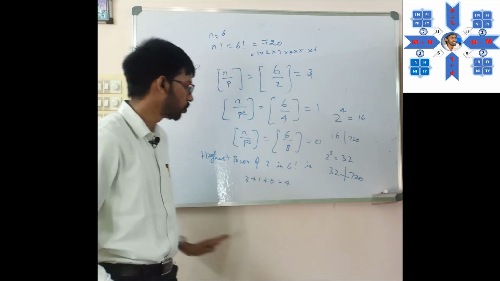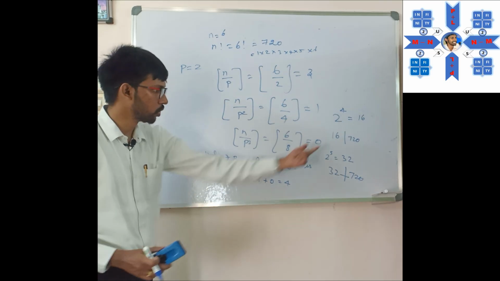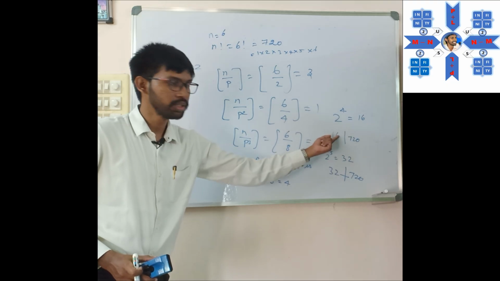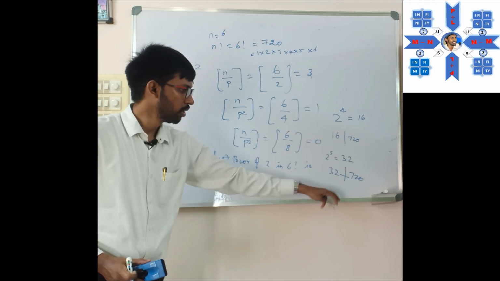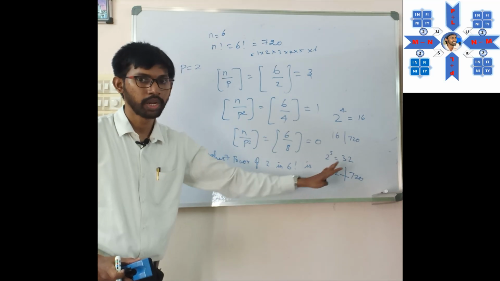So this is the logic which we discussed. I hope you can understand. You can just calculate 720. 720 divided by 16 will be an integer answer, whereas 32 will not divide 720.